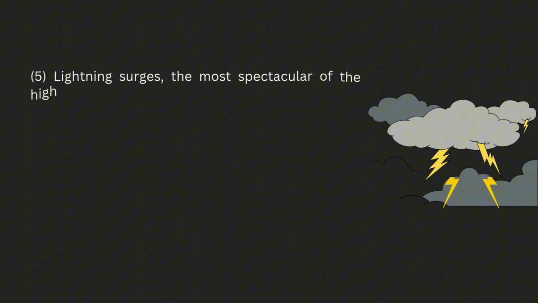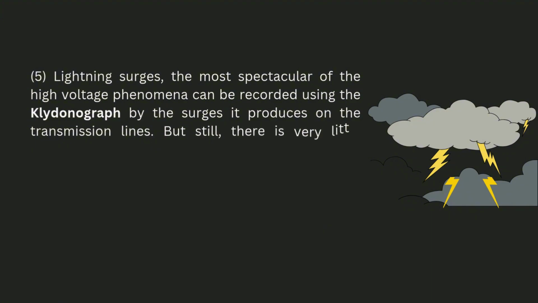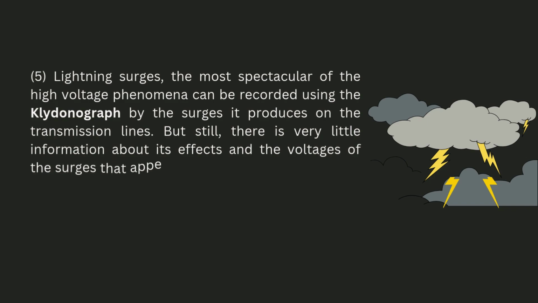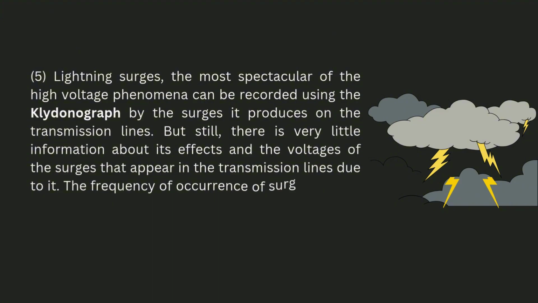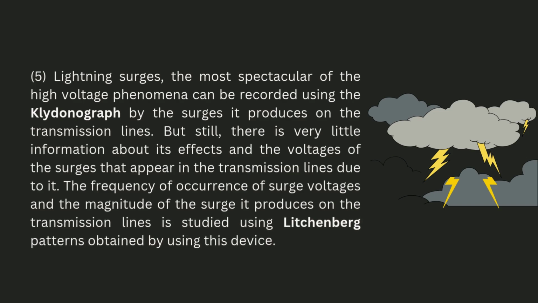Lightning surges, the most spectacular of the high voltage phenomena, can be recorded using the cleidonograph by the surges it produces on the transmission lines. But still, there is very little information about its effects and the voltages of the surges that appear in the transmission lines due to it. The frequency of occurrence of surge voltages and the magnitude of the surge it produces on the transmission lines is studied using Lichtenberg patterns obtained by using this device.